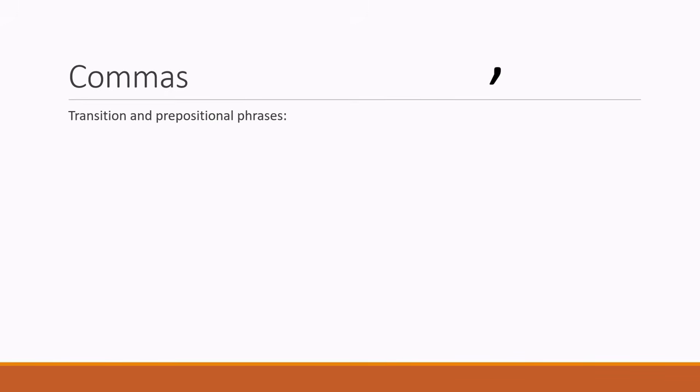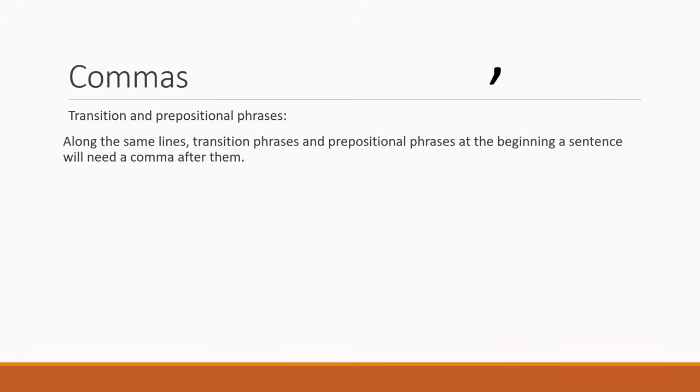On a similar note, we have phrases. So these are still transitions that are just more than one word. And I also decided I wanted to throw prepositional phrases in here because they follow the same rule. So what are these rules? If you have a transitional phrase or prepositional phrase at the beginning of a sentence, you're going to need to put a comma after that phrase.